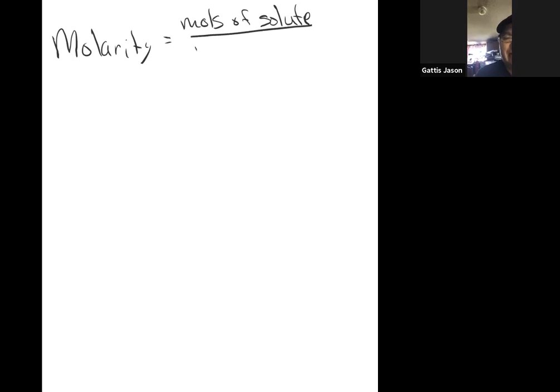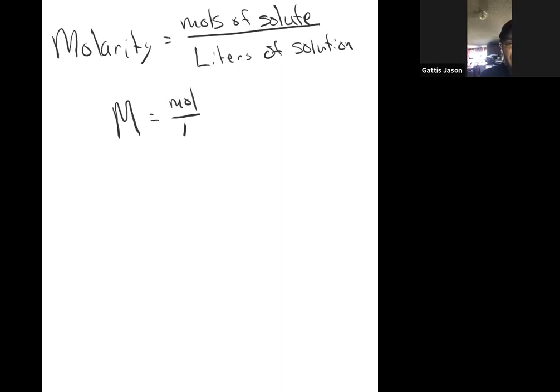Okay, so molarity is equal to moles of solute. Remember, solute is what's being dissolved. It's the lesser amount divided by the liters of solution. All right, simplified, it's just capital M is equal to moles over liters.